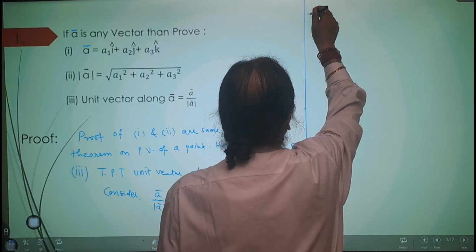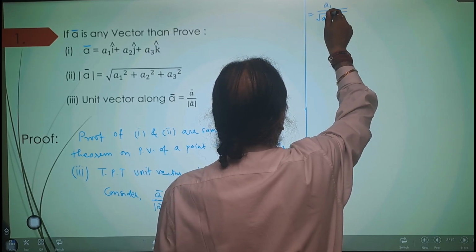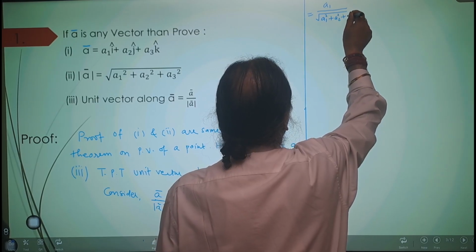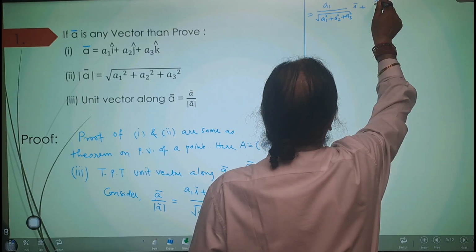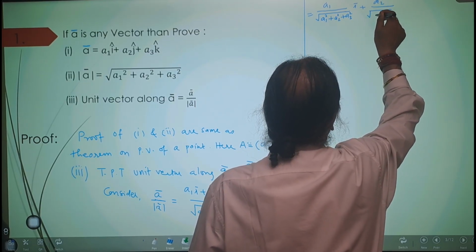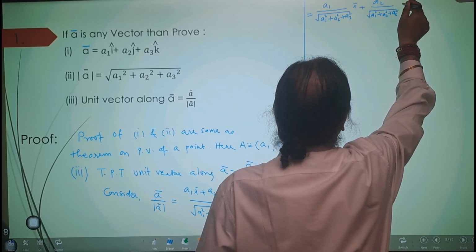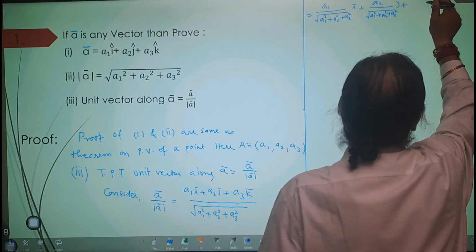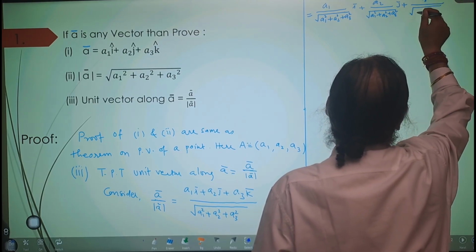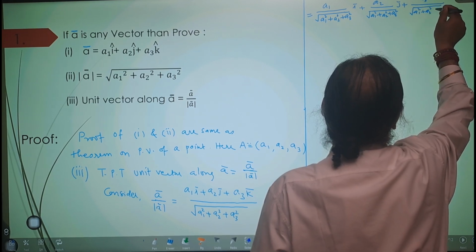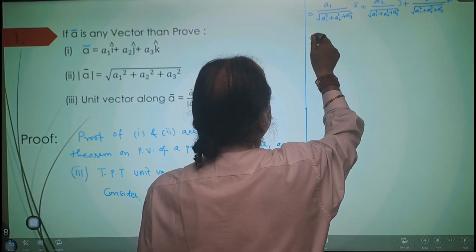Now separate it. A1 upon root A1 square plus A2 square plus A3 square I bar plus A2 upon root A1 square plus A2 square plus A3 square J bar plus A3 upon root of A1 square plus A2 square plus A3 square K bar. What does this imply?